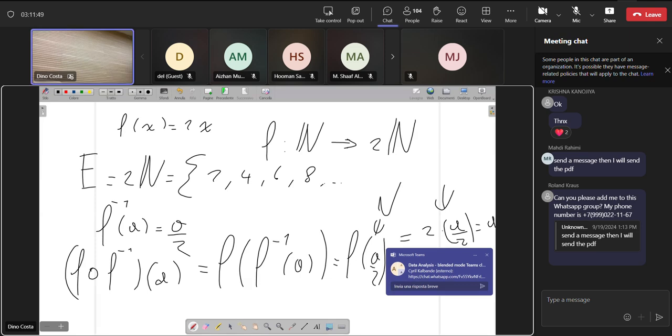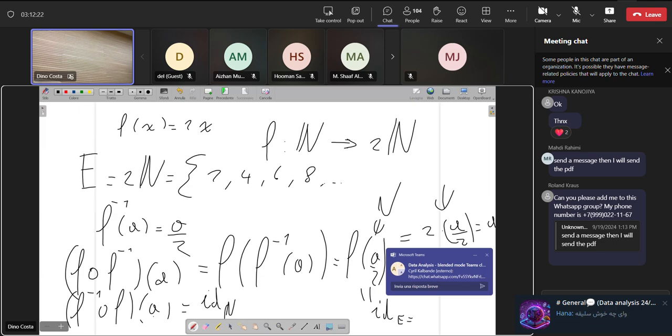So the identity is on 2N, not on N. And if you go in the other direction, f minus 1 of f of a, here a belongs to N, a natural number. For example, 1. 1 times 2 is 2, and 2 divided by 2 is 1. So here the identity function is the identity of N.